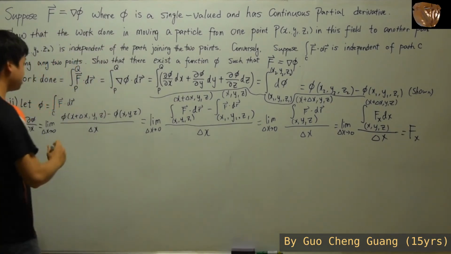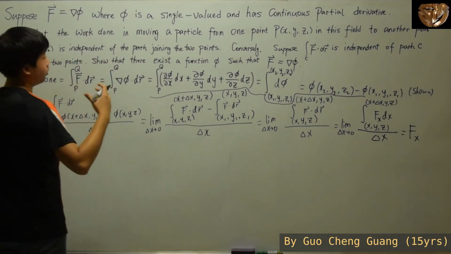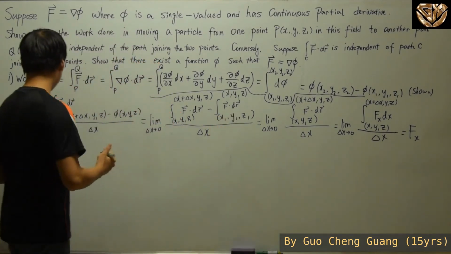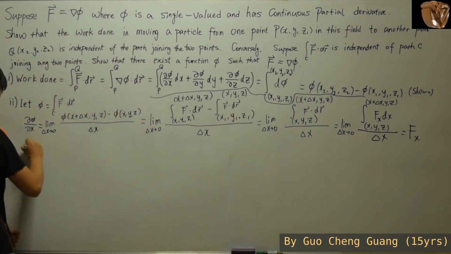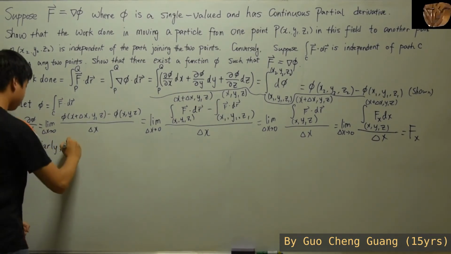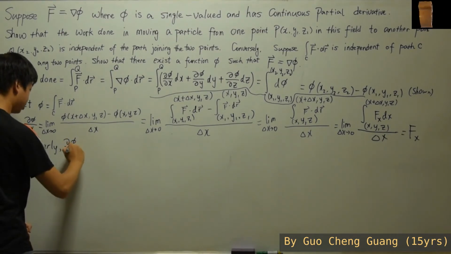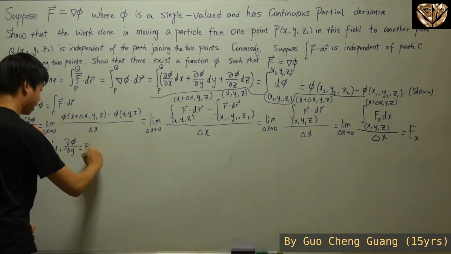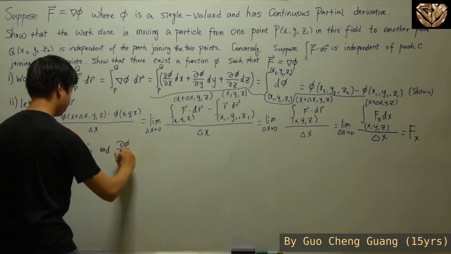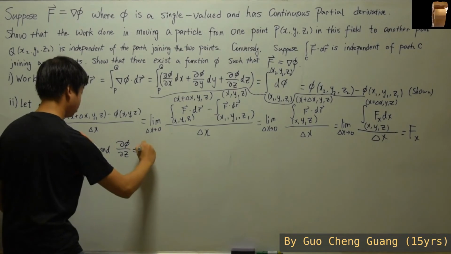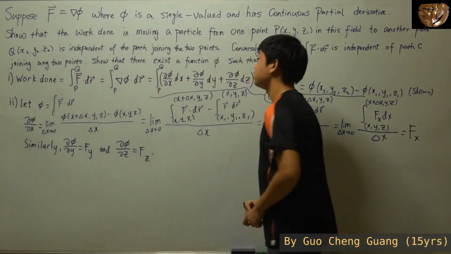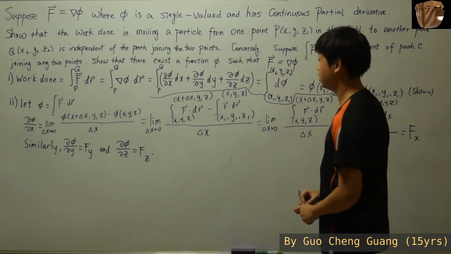Now, since for your x, y, and z there is no difference between them, that means similarly, partial phi partial y will be equal to fy, and partial phi partial z will be equal to fz. Right. Well, so what? What can we exactly achieve from here?